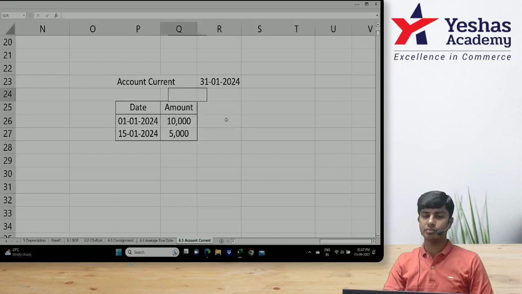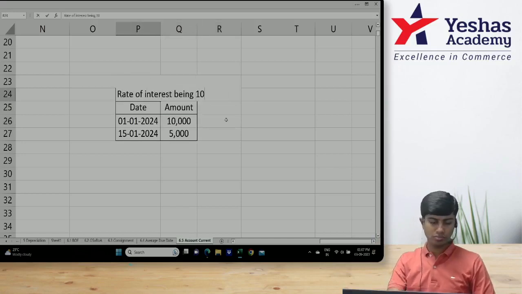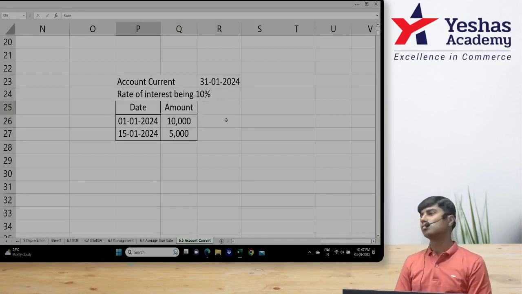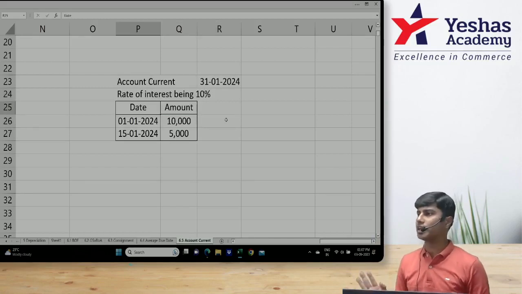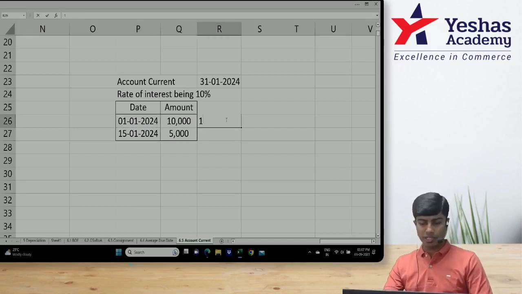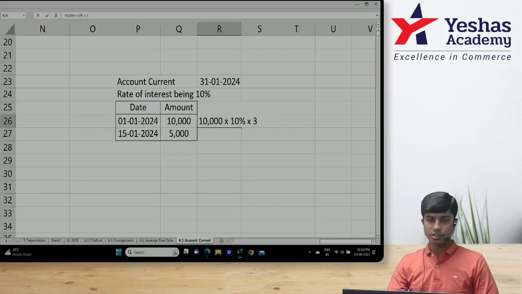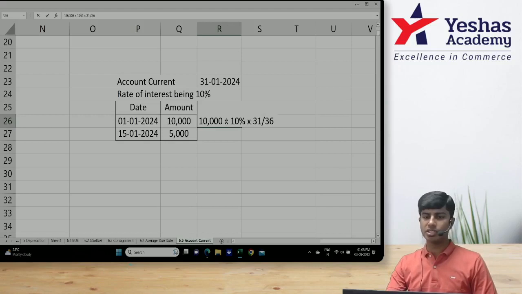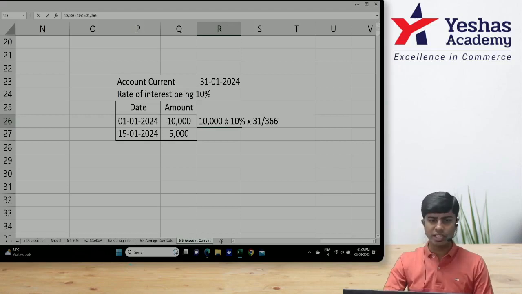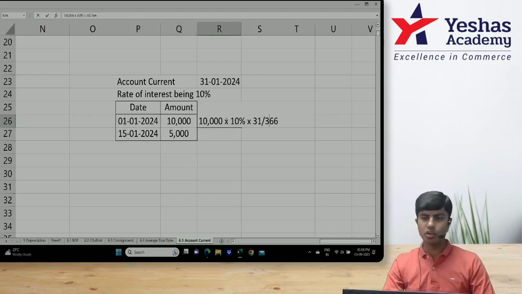10%. Only receivable. Both are receivable. On this, how much is the interest? Simple. You compute like this: 10,000 into 10% into how many days? 31 days divided by 360? Leap year, not a leap year, so 366. Okay, assuming this is not the opening balance, 30 days by 366.